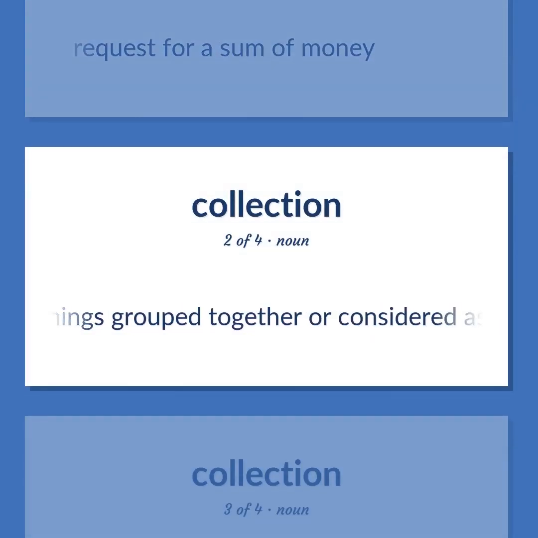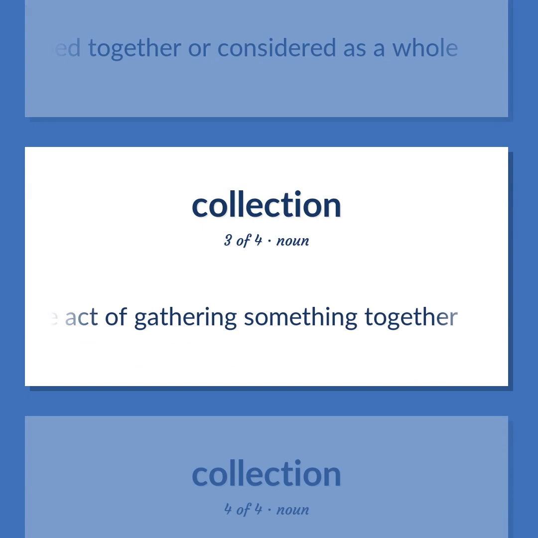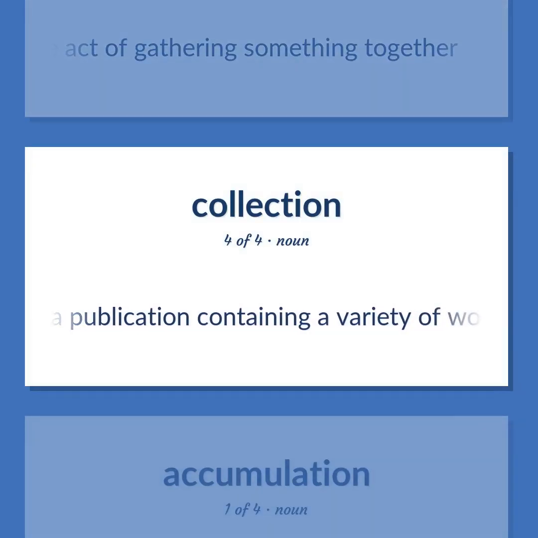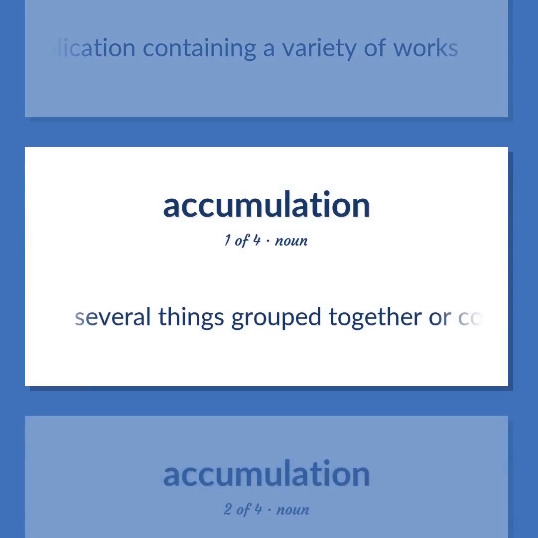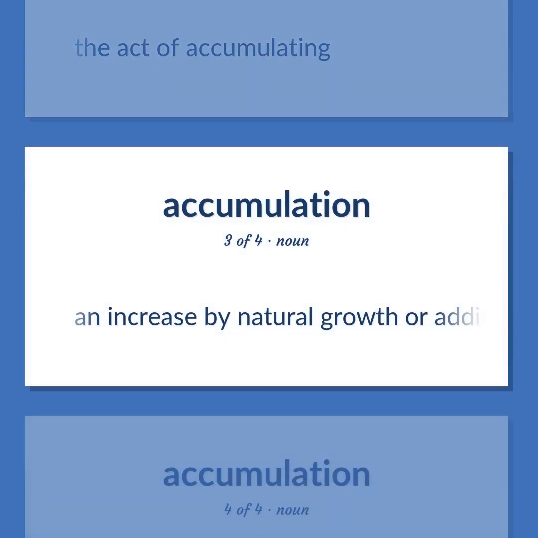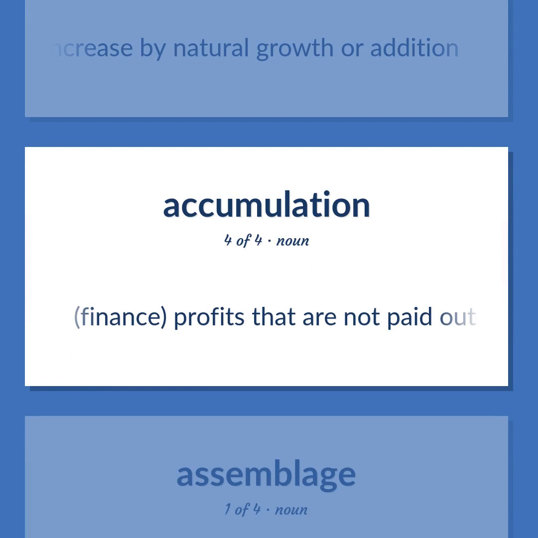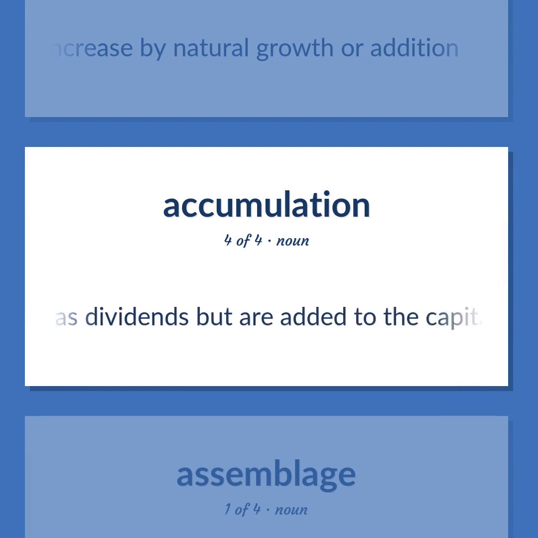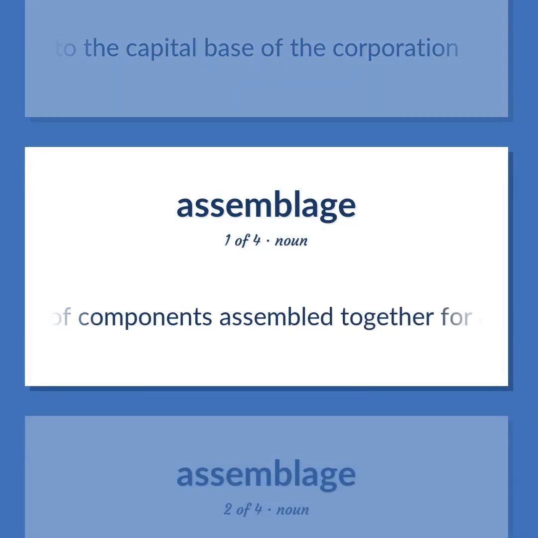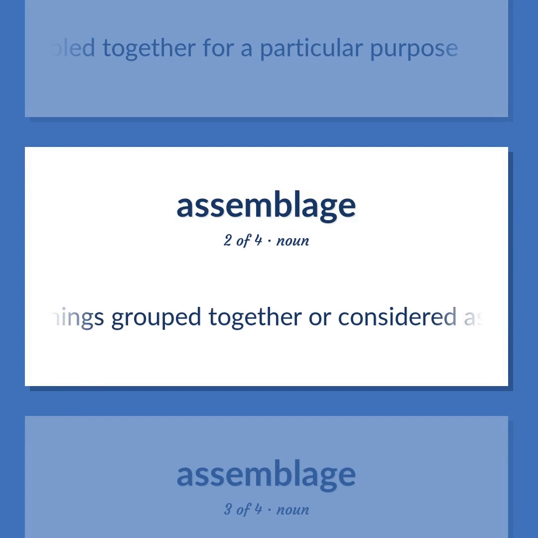Several things grouped together or considered as a whole. The act of gathering something together. A publication containing a variety of works. Several things grouped together or considered as a whole. The act of accumulating. An increase by natural growth or addition. Finance. Profits that are not paid out as dividends but are added to the capital base of the corporation. A system of components assembled together for a particular purpose. Several things grouped together or considered as a whole.